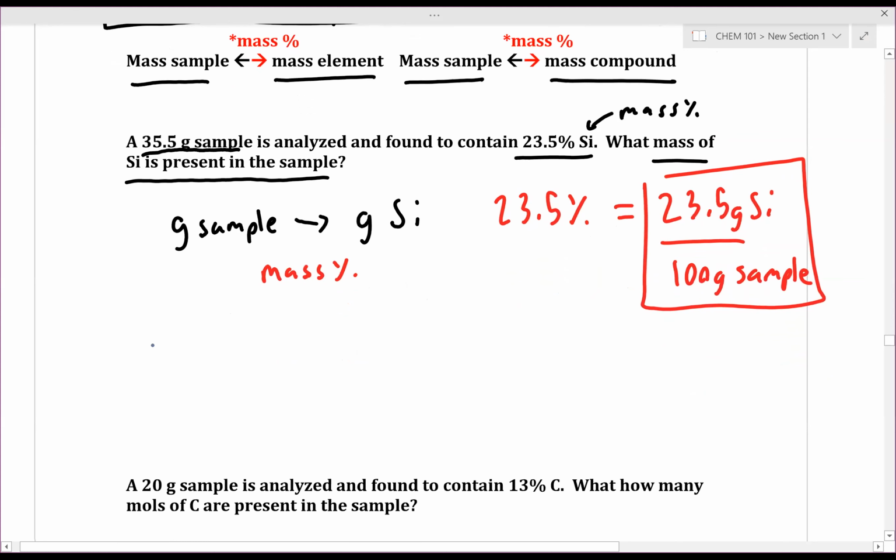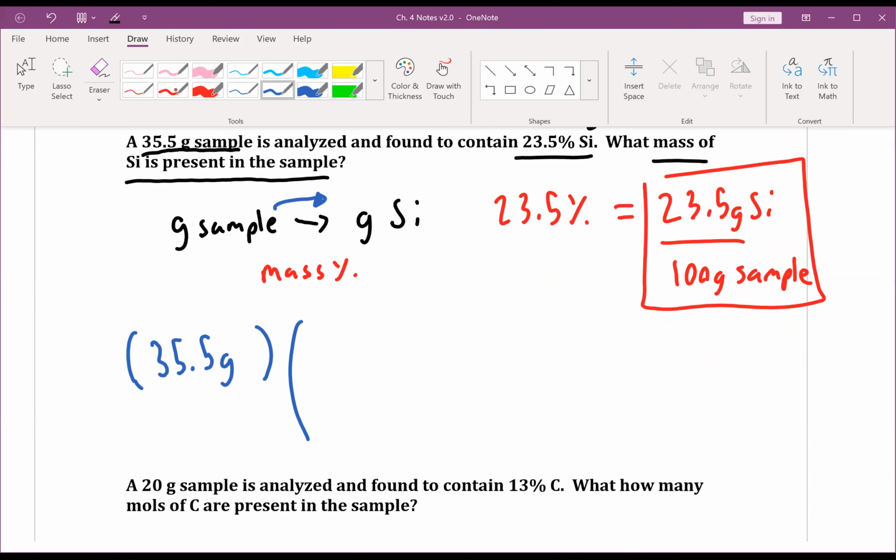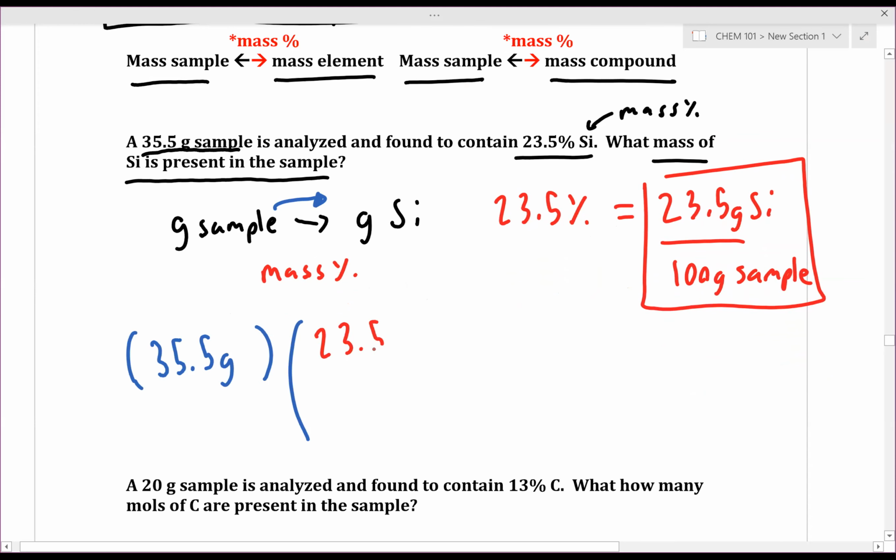Okay, so we know that we have 35.5 grams of sample. And since we're going to the grams of silicon, what units need to be on top? Grams of silicon, exactly. So then let's plug that in. We have 23.5 grams of silicon per every 100 grams of sample. The grams of sample cancel. We're left with grams of silicon.